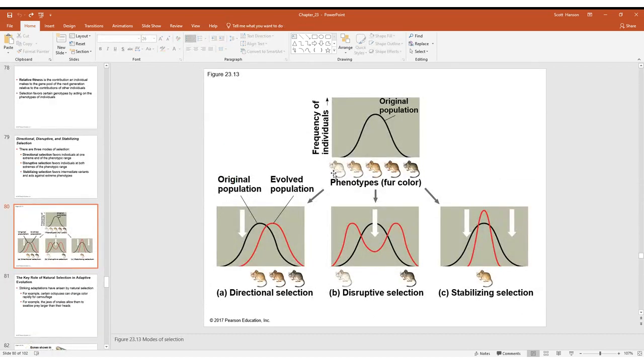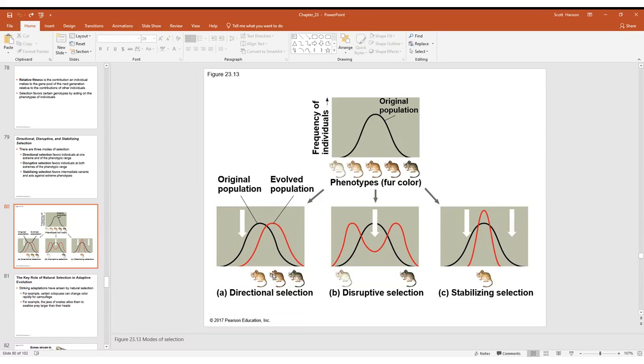So here's fur color in mice, and let's say there's a mouse population that has a pretty good variation of fur color. Very light colored mice, varying all the way to very dark colored mice, and a lot of intermediates in between. And so here's the bell-shaped curve. Most of the population has an intermediate fur color, but there are a few at the extremes that have pretty dark color, and another few that have pretty light color.